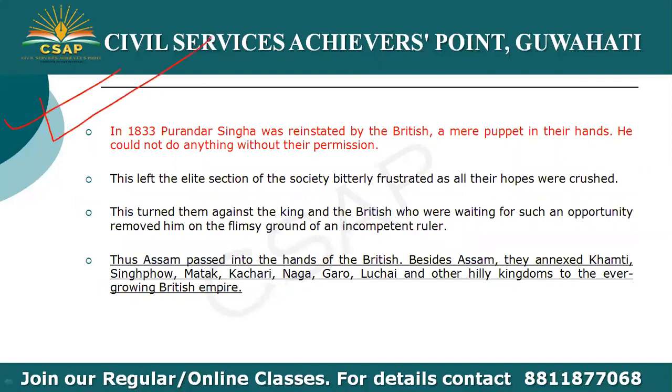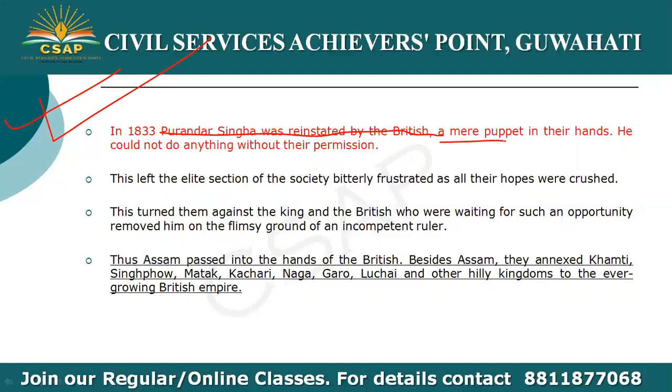Then in 1833, Purandar Singh was reinstated by the British as a mere puppet in their hands. However, he could not do anything without their permission. This left the elite section of the society frustrated as all their hopes were crushed. This turned them against the king, and the British, who were waiting for such an opportunity, removed Purandar Singh on the grounds of being an incompetent ruler. So thus, after 1833, Assam passed into the hands of the British.